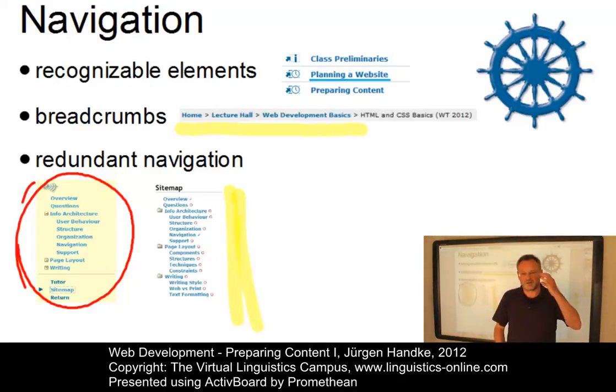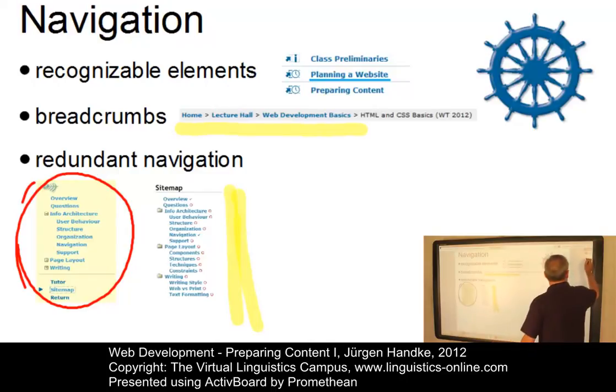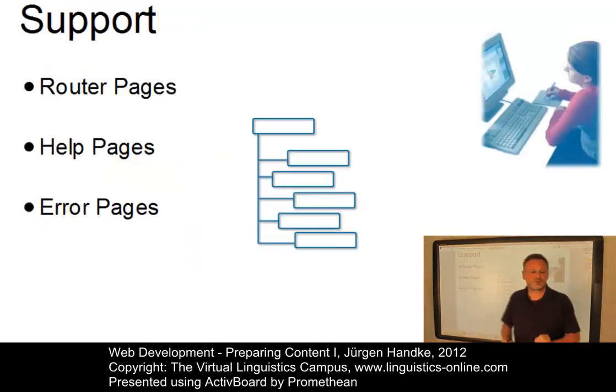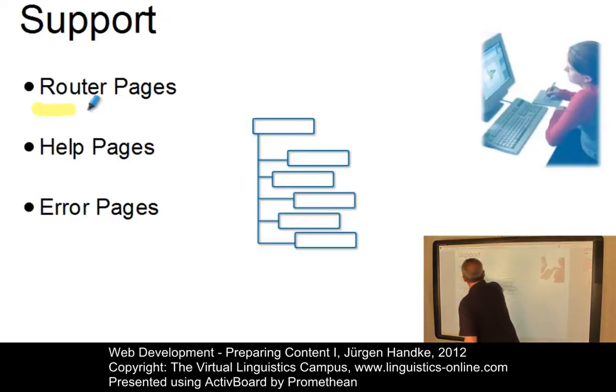Finally, after content organization and navigation, we have to think about support. Now, users might need support. Once they get lost on a website, frustration is likely to appear. To rescue users who got lost, three types of supporting pages can be introduced in the information architecture. First, we have so-called router pages.